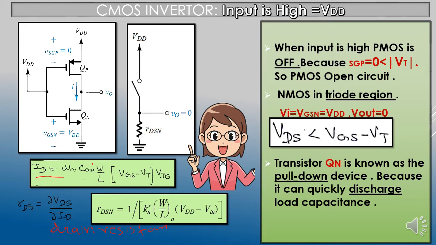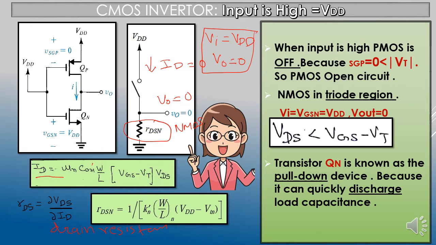Here NMOS is replaced by drain resistance. This is NMOS. Now NMOS is in triode region, so it is replaced by drain resistance. But in this case also, current ID will be 0. So V output will be 0. So when input is high, output is 0. So this is the first case.